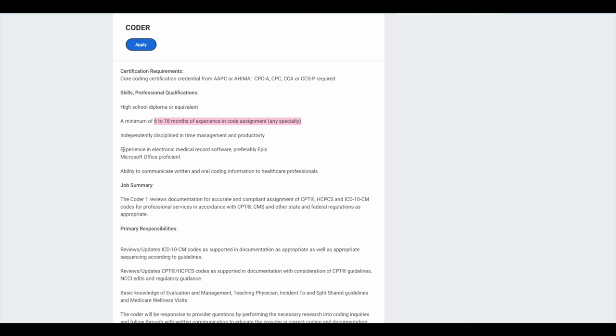They would like for you to have some experience in some type of medical record software, but they would like for you to have Epic experience. They prefer that. So here it shows that you will be reviewing documentation for accurate code assignment of CPT, HCPCS, and ICD-10-CM. They would like for you to have basic knowledge of E&M.